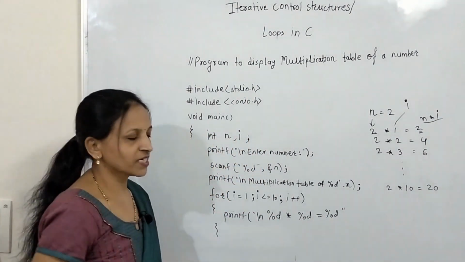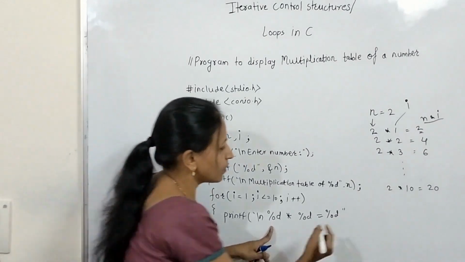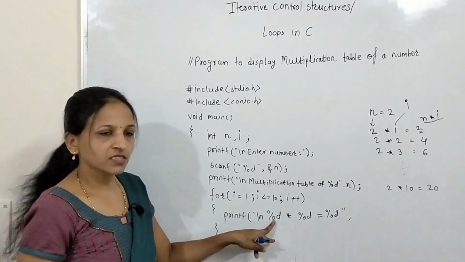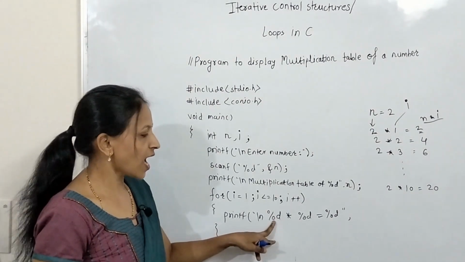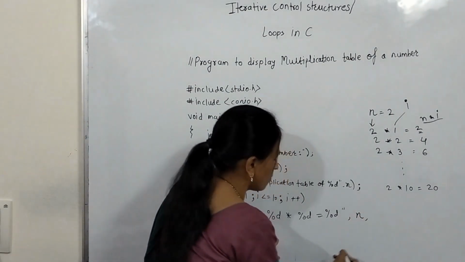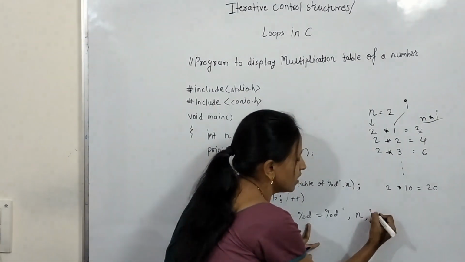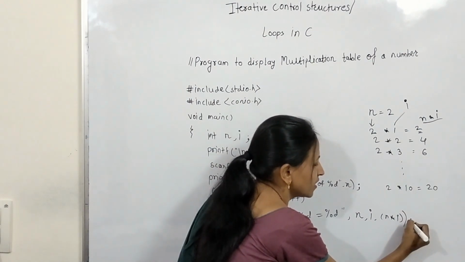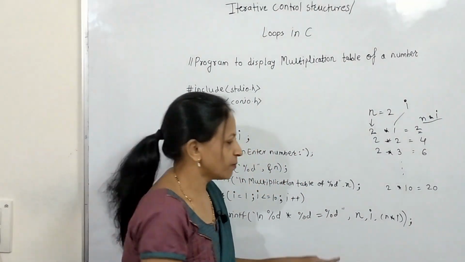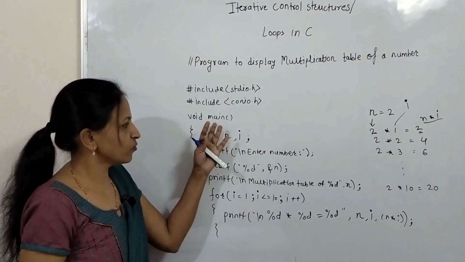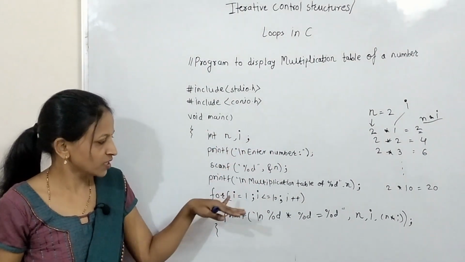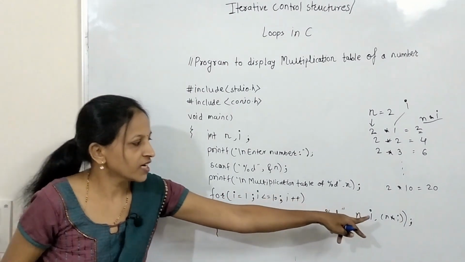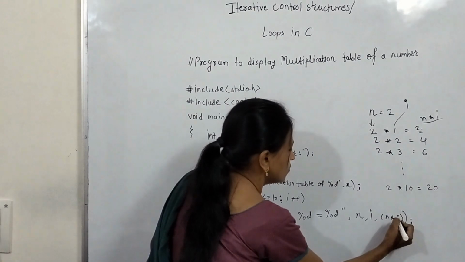Now this is the format string. One by one, in the same sequence, we have to provide the arguments. The first thing to display is n, then comma, then i, and here we have to display n into i. It will calculate first and then display the value after calculation. You can also take one more extra variable, say p, and first write p equals n into i, and then write the p variable here. That is again fine, no problem.